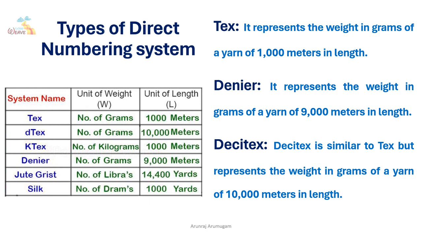Denier is another unit used in the direct system. It represents the weight in grams of a yarn of 9,000 meters in length. Denier is commonly used for finer yarns, such as those used in stockings or lingerie. Decitex is similar to tex but represents the weight in grams of a yarn of 10,000 meters in length. It's often used in the European textile industry.